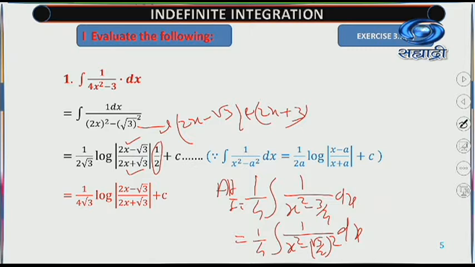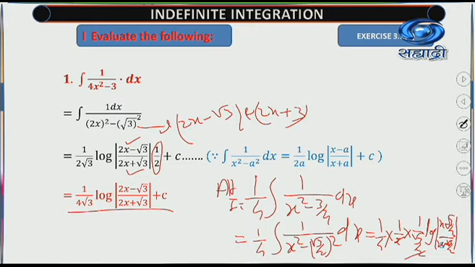And what is your value? Your value is 1 upon 4 as it is, into 1 upon 2a, where a value is root 3 by 2, into log of mod x minus root 3 by 2 divided by x plus root 3 by 2. If you take the LCM, this 2 and this 2 will get cancelled.